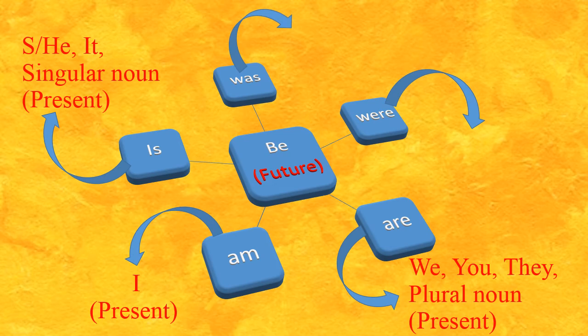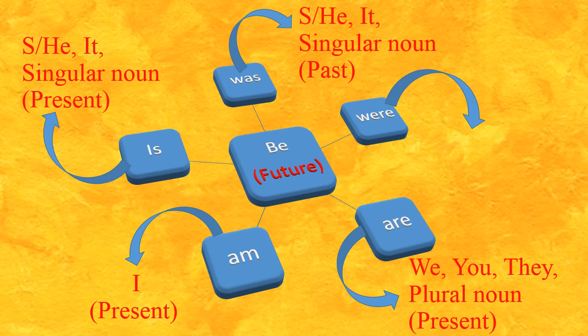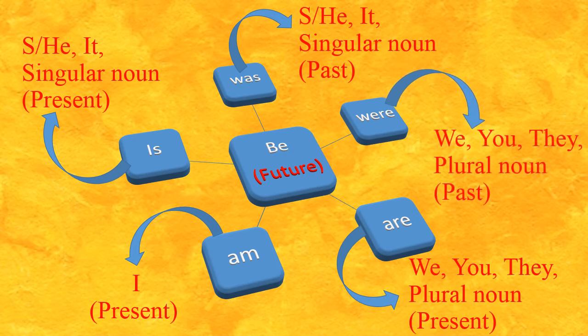Was. Was is always used with he, she, it or a singular noun, for example, the name of a person like Raj. Here comes were. It is always used with we, you, they or a plural noun, for example, girls.